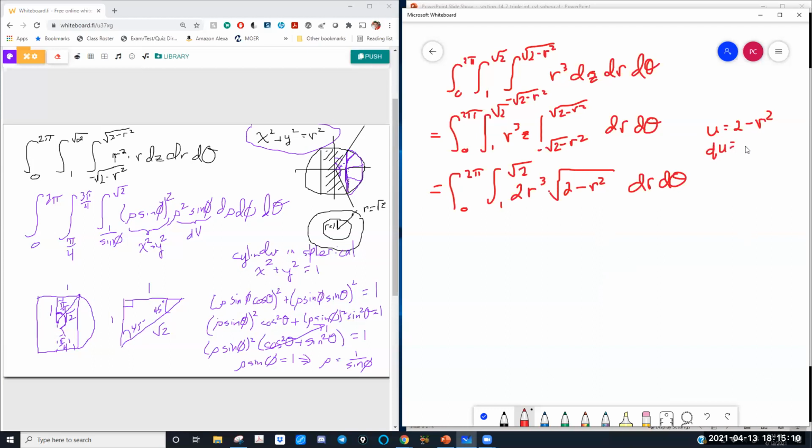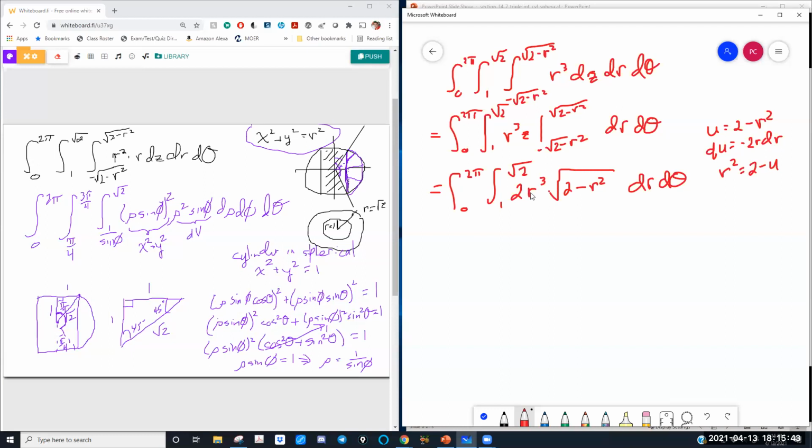du is going to be a negative 2r dr, which is nice. We're still going to get left with an r squared. But what we would do is manipulate this to solve for r squared. We take that and solve it for r squared. We get r squared equals 2 minus u. It's not going to be pretty, but it's doable. I think you're right, Ryan. I think this might be the easiest.